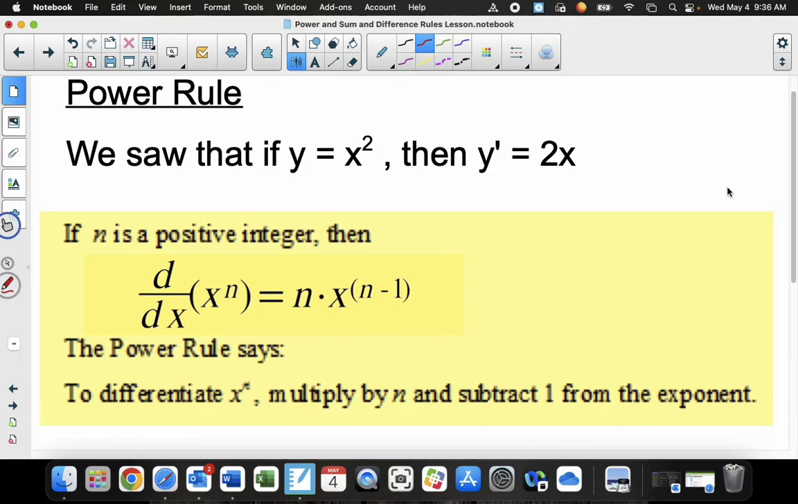When it says to differentiate, by the way, that just means taking a derivative. Finding the derivative is called differentiating.